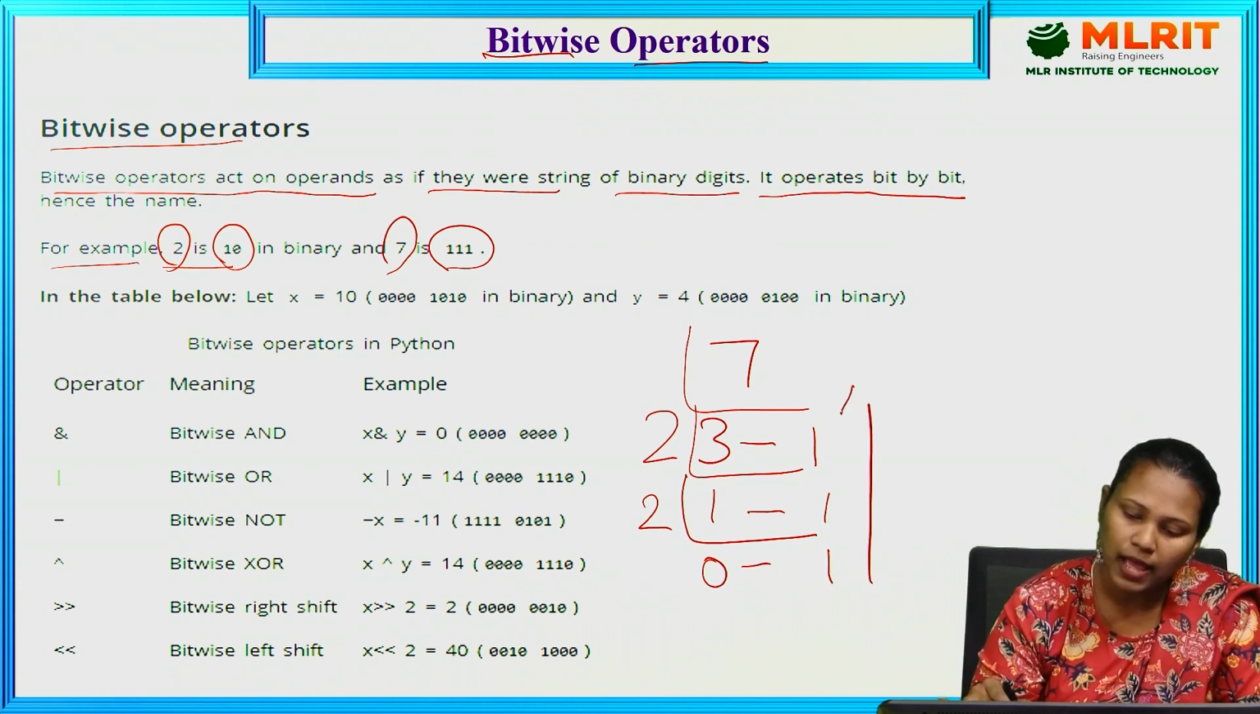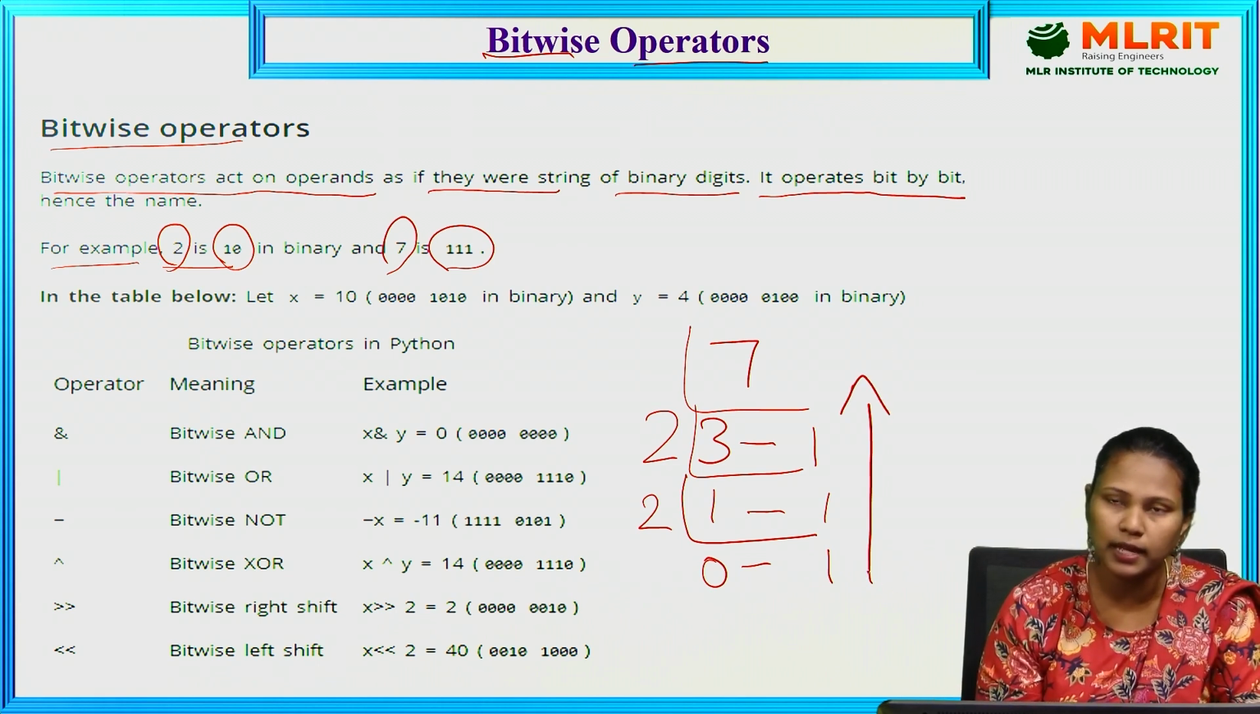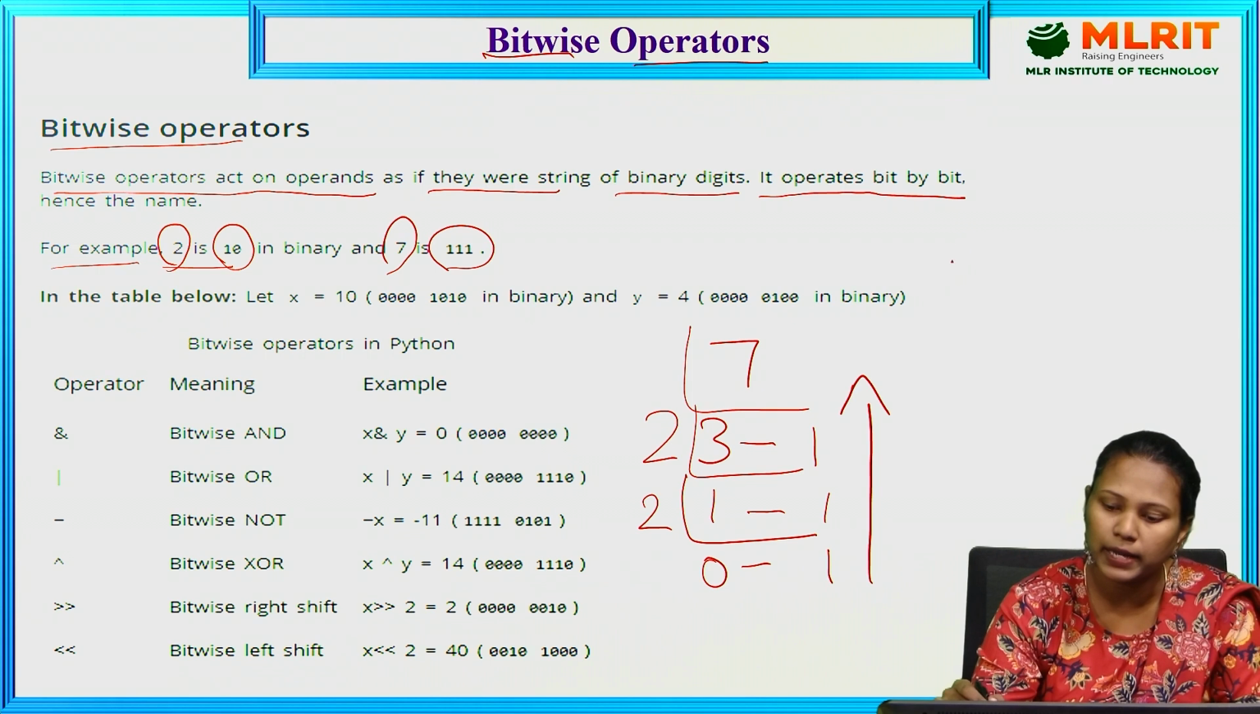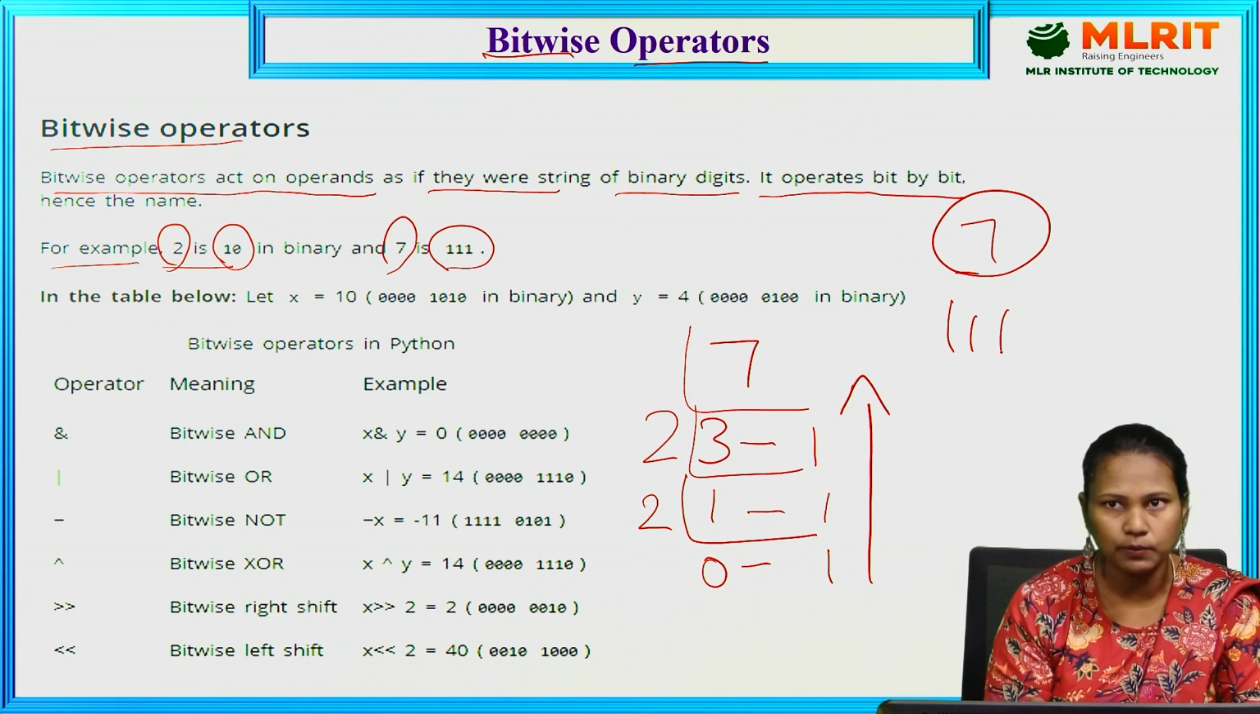The value follows the bottom-up approach, so we have to write from bottom to top. The binary number for 7 is 111. In this way, we are converting a decimal number to a binary number.